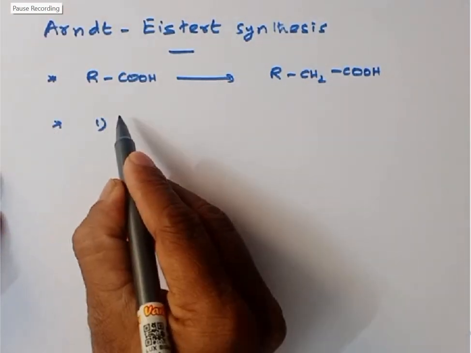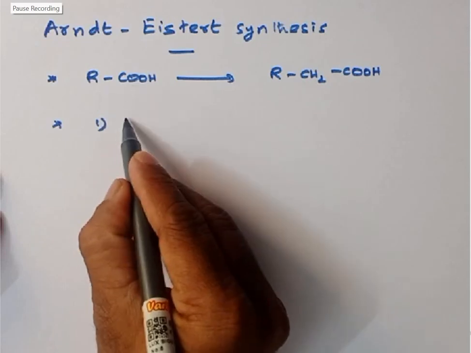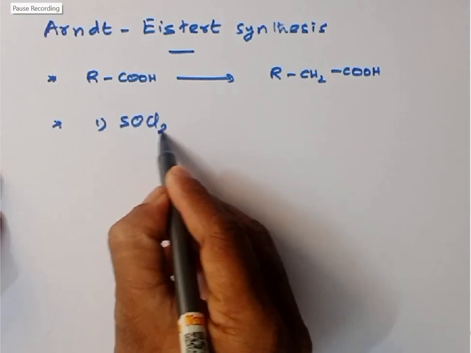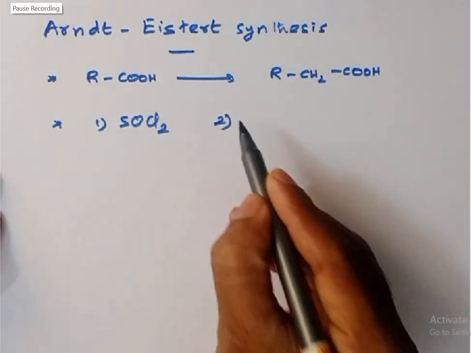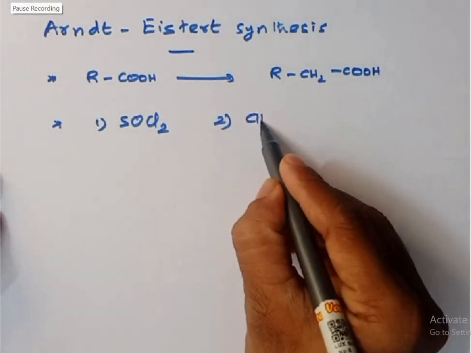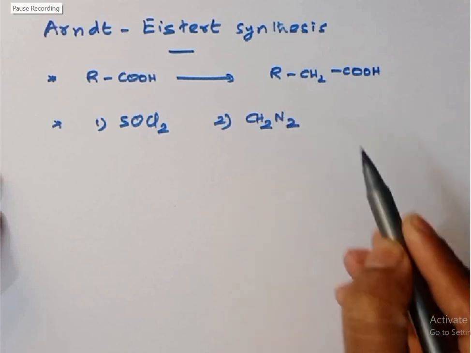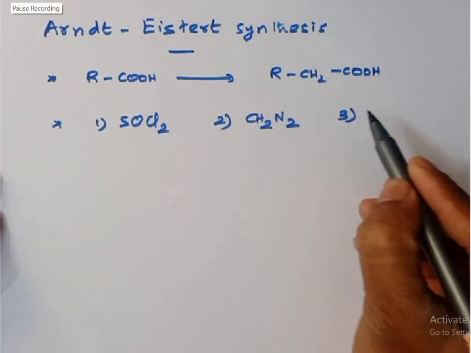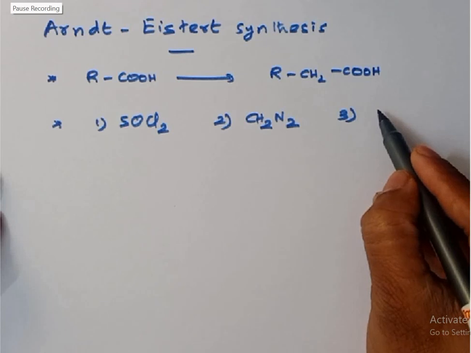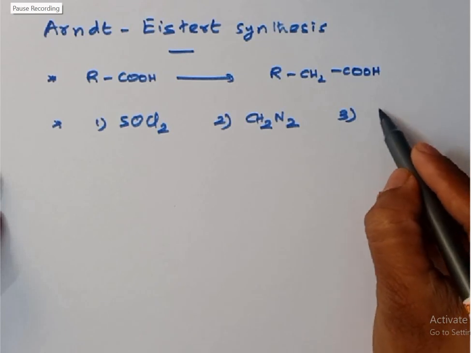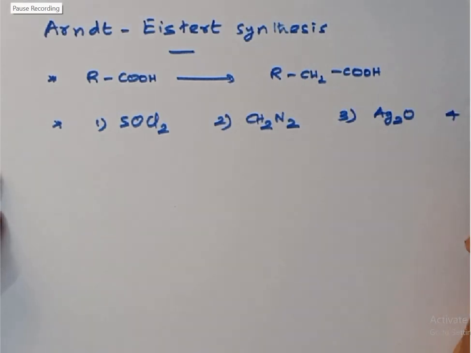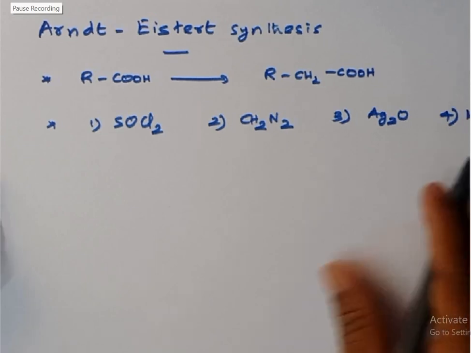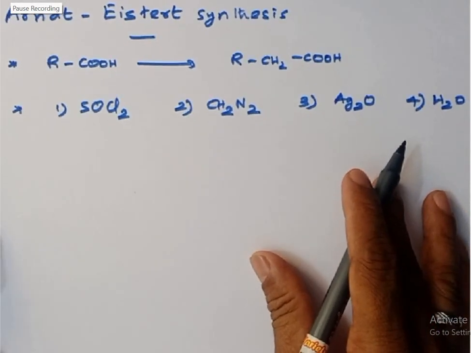Number one, first we convert the carboxylic acid into acid chloride using SOCl2. Then we treat that compound with diazomethane, CH2N2. Then the compound is treated with moist silver oxide, Ag2O. Then finally the compound is treated with water. If you treat it with water, you will get a carboxylic acid.